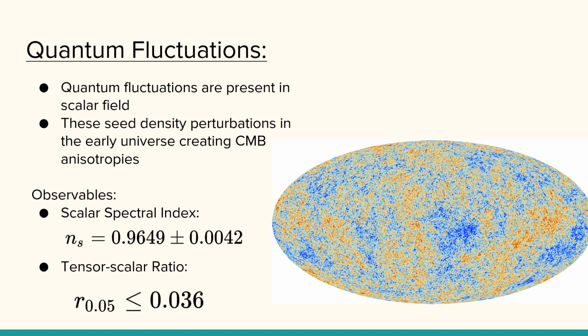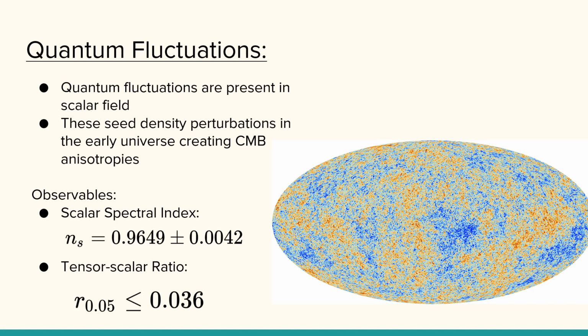Right now, if we introduce the scalar field phi, there can be quantum fluctuations in the scalar field, and these will seed density perturbations in the early universe, and these are what create those cosmic microwave background anisotropies. So the model of inflation also explains where these anisotropies come from.